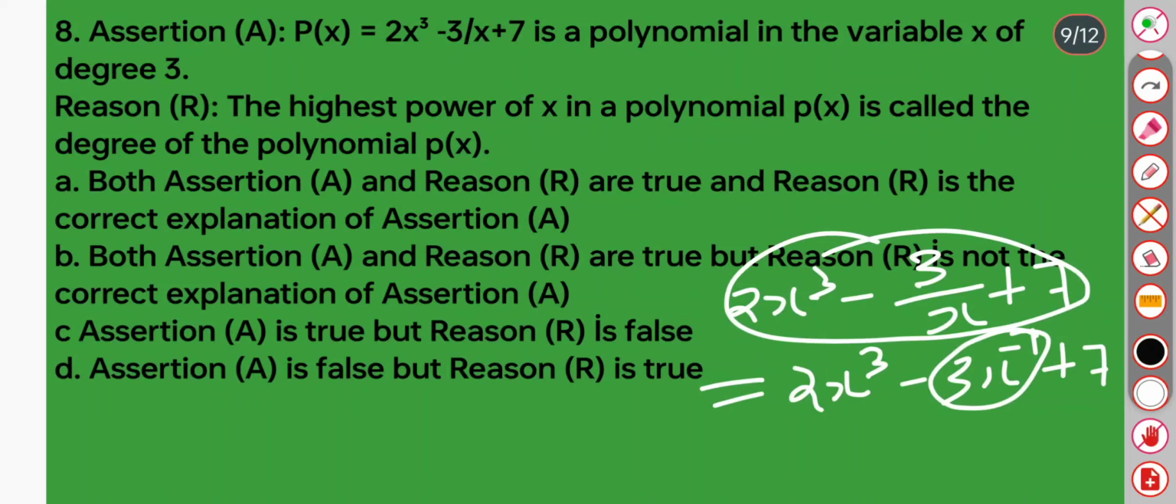And the reason is given: the highest power of x in the polynomial px is called the degree of the polynomial. Obviously, the highest power of the polynomial determines the degree. That means assertion is wrong, reason is true. That means option number D is the correct one. Assertion A is false, but reason R is true. Okay. Similarly, let's move to our next question.